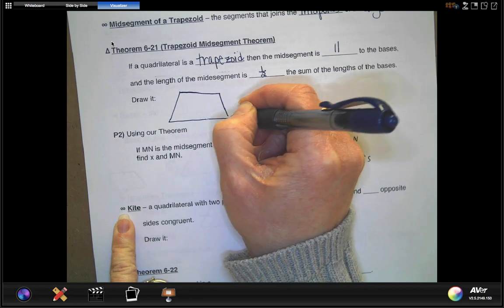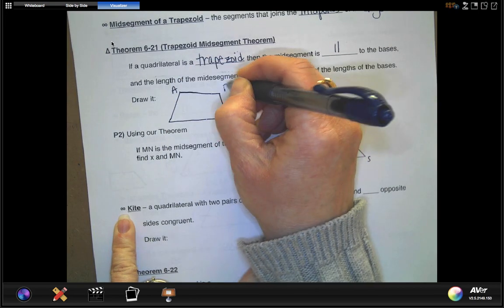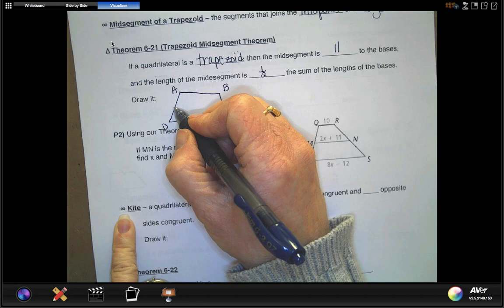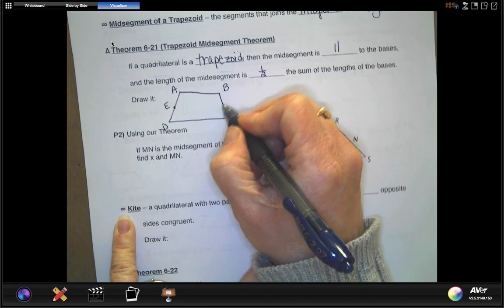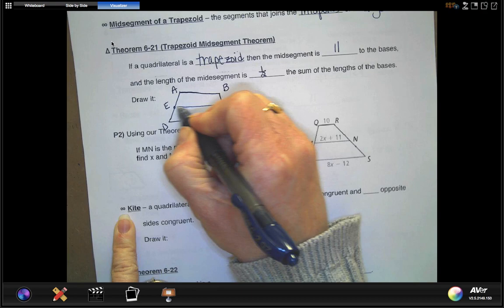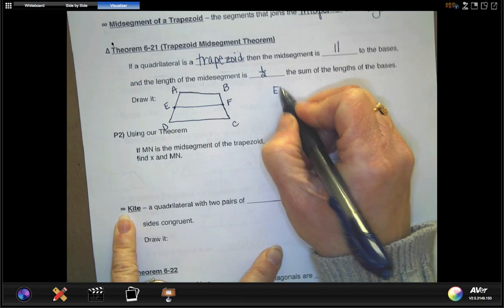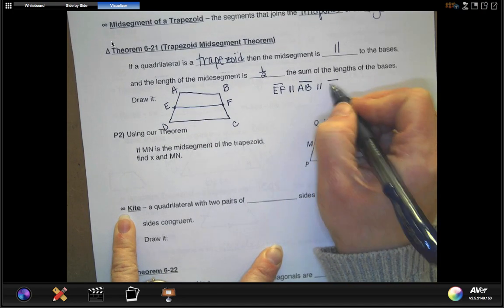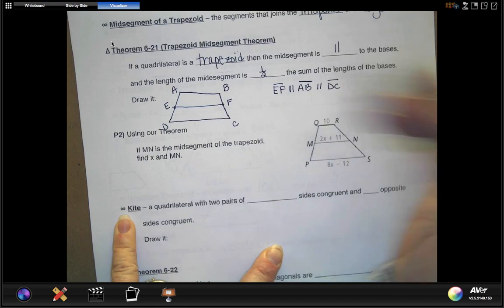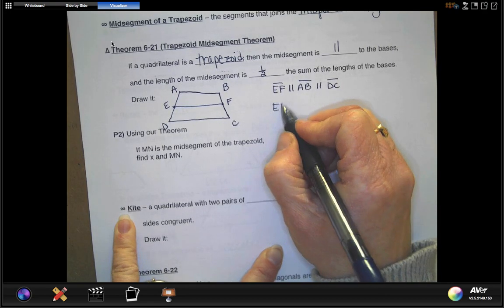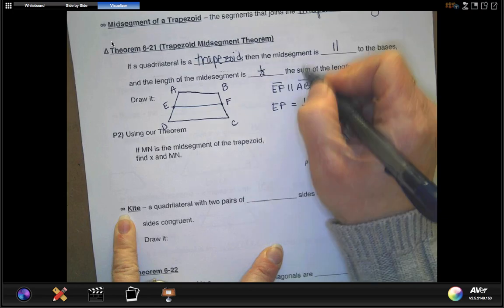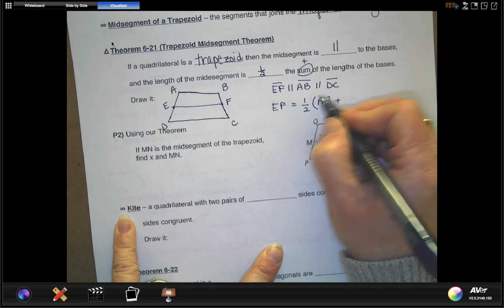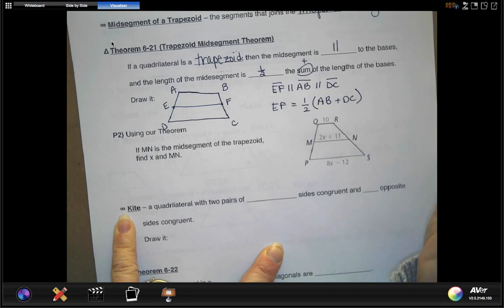It's a terrible trapezoid. A, B, C, D. So again, whatever the midpoint is, let's call it E. Whatever the midpoint is over here, let's call it F. So we join them together. So EF is parallel to AB, which is parallel to DC. So all of those, that mid-segment, those bases are all parallel. And then it says EF is half the sum, so I'm going to add the two bases. Remember, when I'm talking about length, I don't put that segment notation on top. Okay?